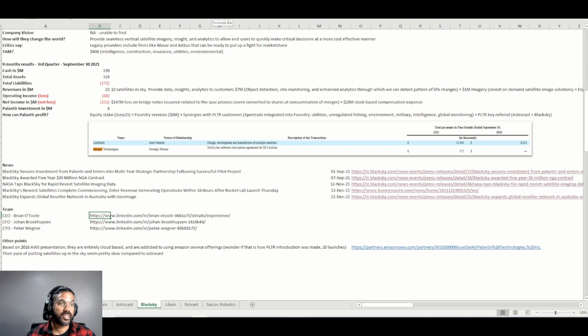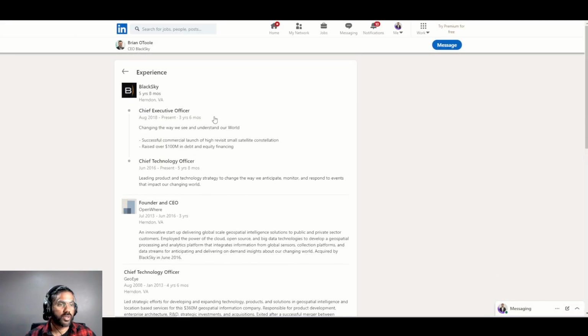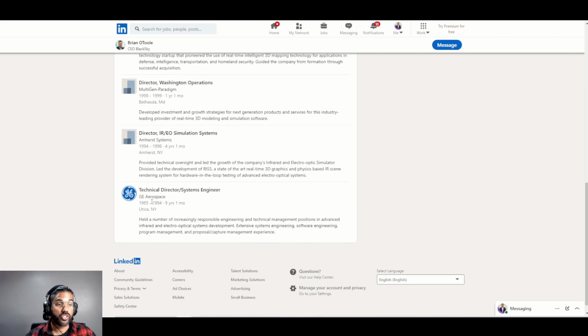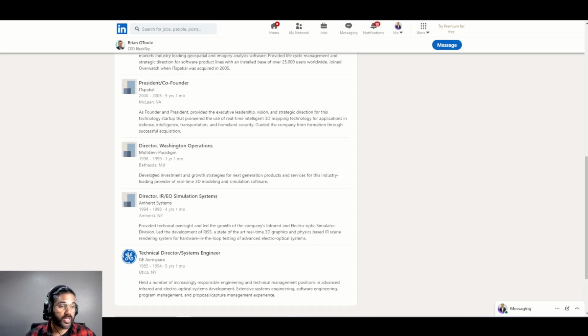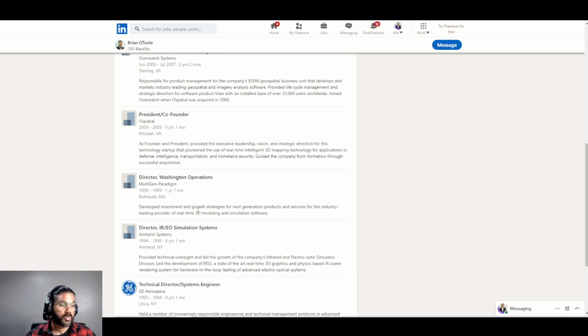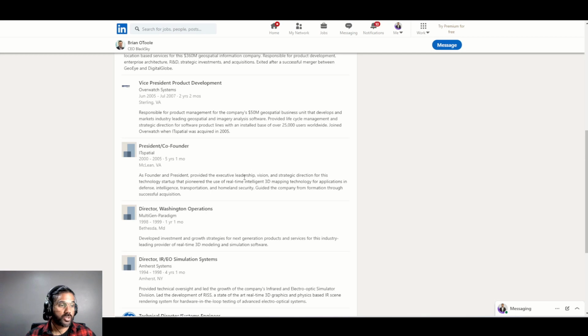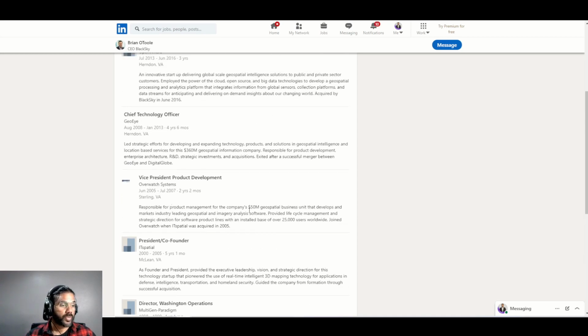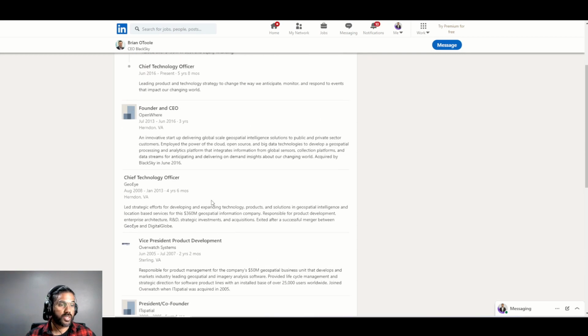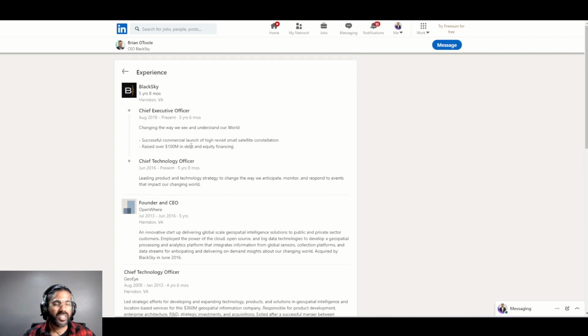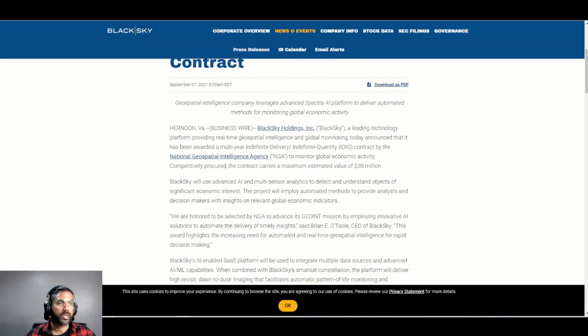The CEO, CFO, and CTO. I think we could just take a look at the CEO. So as we see here, what did he do in the past? Okay, he was in GE Aerospace for 9 years, so almost 10 years. Then he worked at Amherst Systems, a lot of physics-related stuff, I guess. Director of Washington Operations, so developing investment and growth strategies. President and co-founder of IT Spatial, so 3D mapping technology for defense intelligence, homeland security. So you definitely have some contacts. Overwatch Systems, product for the $50 million geospatial business unit, and CTO at GOI. So you could tell he's close to this spatial aerospace industry, and he may be very well fit to lead this company and help them move forward.